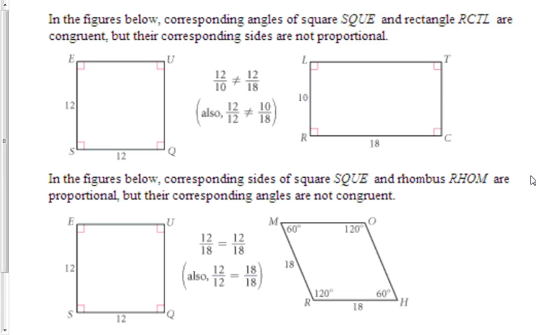In the second example here, in the figures below, corresponding sides of square SQUE and rhombus RHOM are proportional, but their corresponding angles are not congruent. So again, not similar polygons, right? In both of these cases, you're getting one of the two characteristics, but not both, and so not similar polygons.